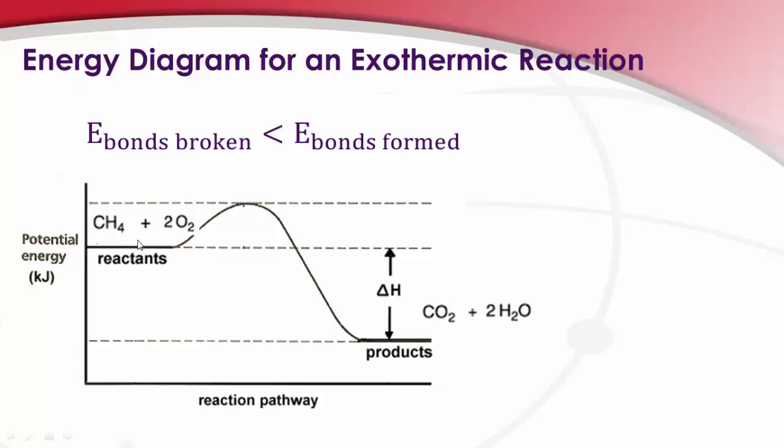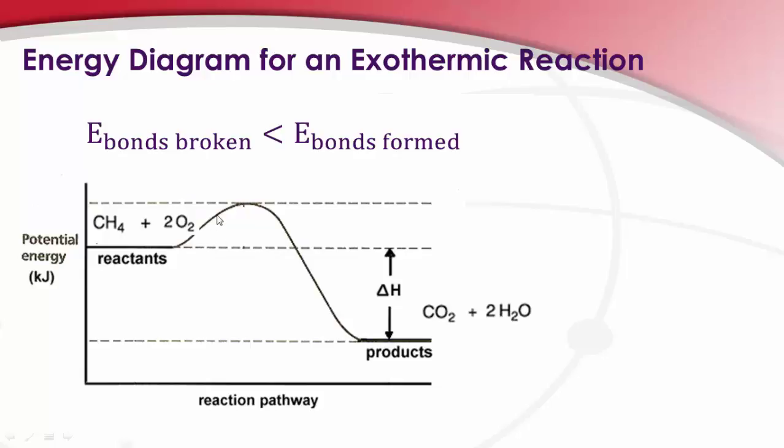But now we can talk about it in terms of the bonds involved as well. On this side, the reactants have energy associated with 4 carbon-hydrogen bonds and 2 oxygen-oxygen bonds. And on this side, 2 carbon-oxygen bonds and 4 hydrogen-oxygen bonds. And so what we can say is there's more energy released when we form these bonds than we have to put in to break these.